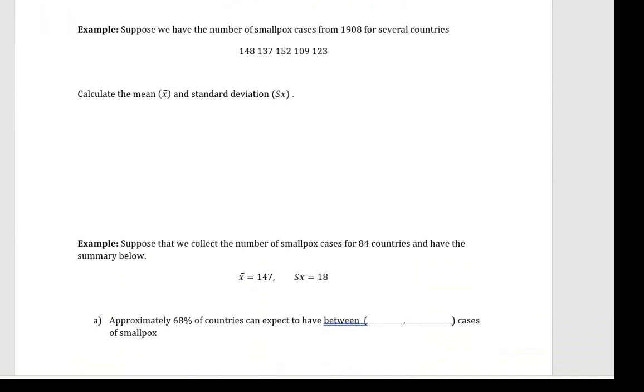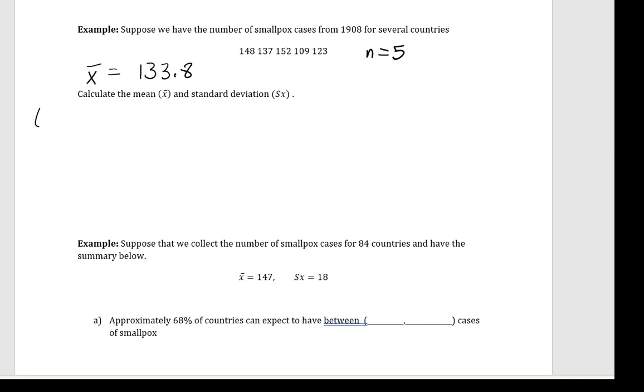For the next example, we're going to have 5 smallpox cases from 1908 for several countries, and what we want to do is calculate the mean and the standard deviation by hand. On the next video, I'll show you how to do this using StatCrunch. So first note that n equals 5, that's the size of our sample. So x bar, when we add all of those observations together and divide them by 5, that's going to give us roughly 133.8.